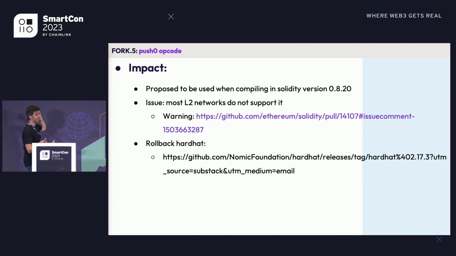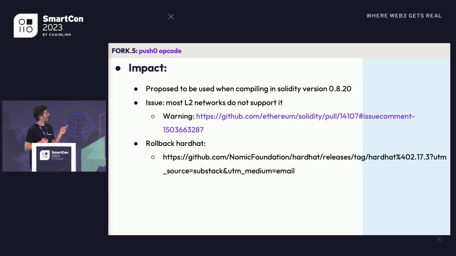And why is the addition of the push 0 implementation important? Well, the push 0 implementation was added to the Solidity version 0.8.20. So what happens is you write a smart contract with this Solidity version, and you compile it, and then you deploy it on the EVM. Okay, it's perfect. Nothing happens. But what happens if you do exactly the same, but you try to deploy it in a layer 2 network? That the push 0 is not supported, so it will just trigger an error.